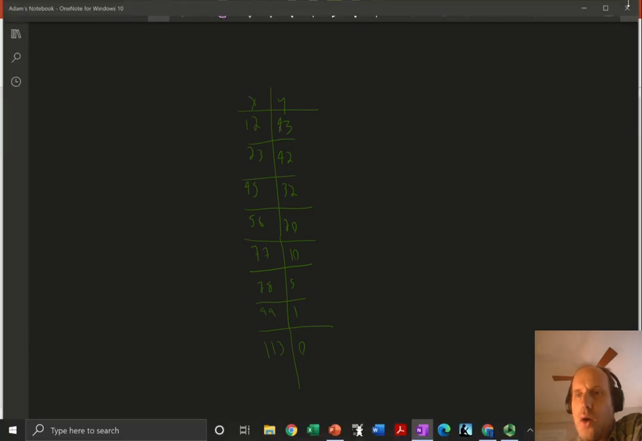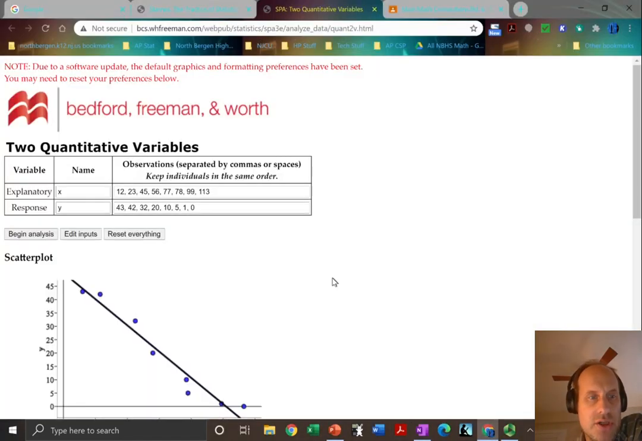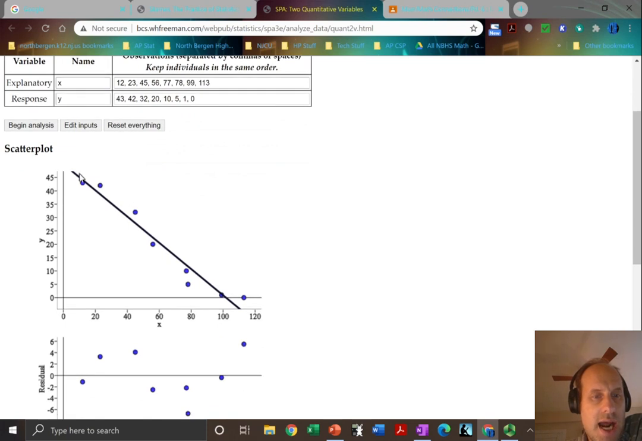We're going to put all of this in, and instead of showing it in a calculator, I'm going to show it in an applet. Here we have 1243, 2342, 4532, 5620, 7710, 785, 991, 1130. I make a scatter plot, and as you can see, this is a really solid least square regression line.